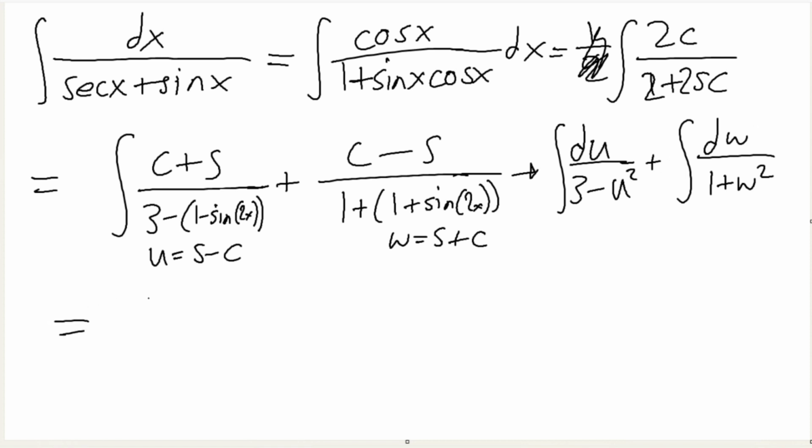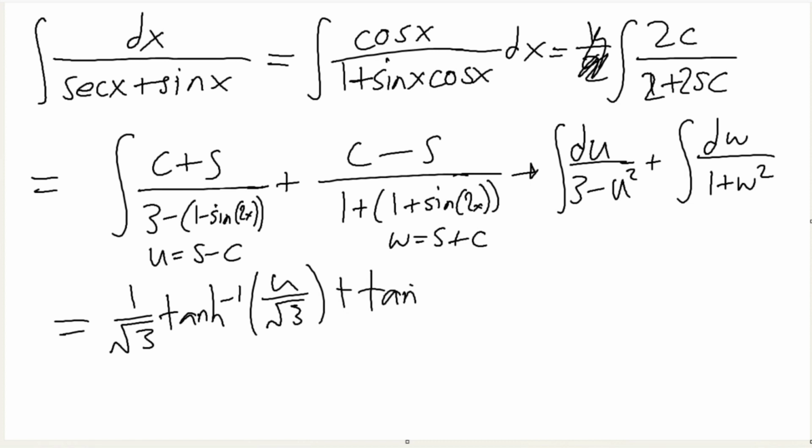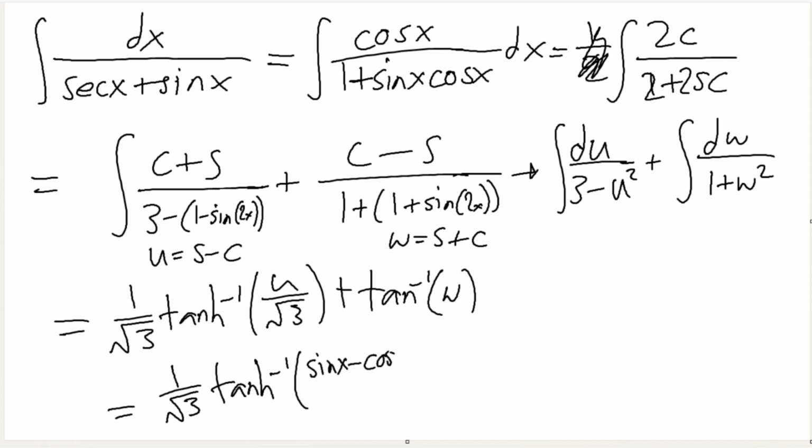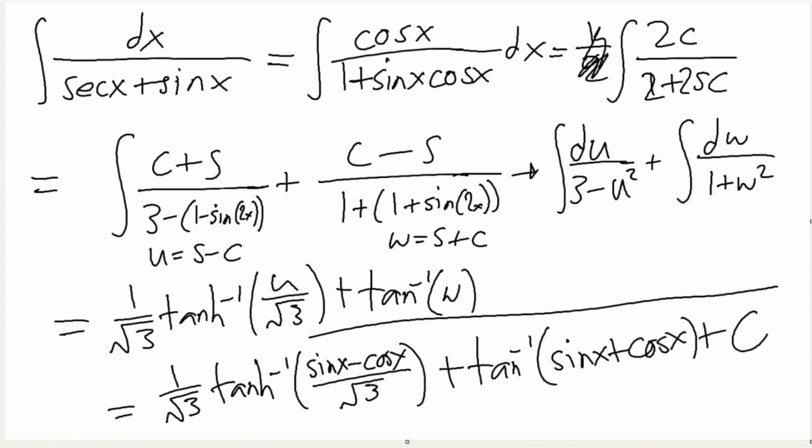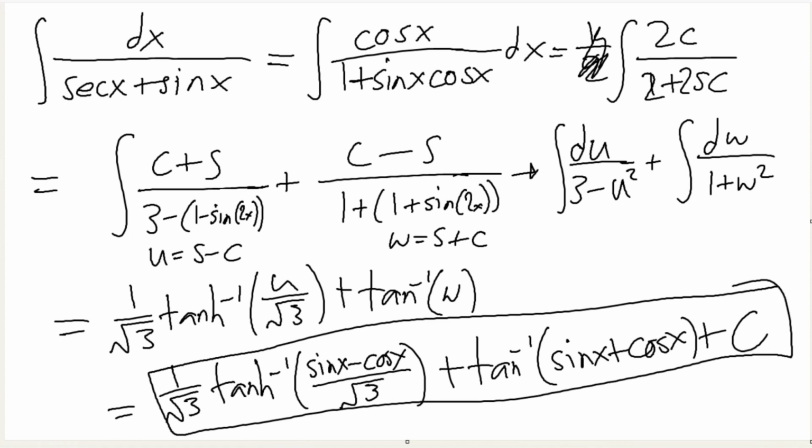Now this is easy. This is just 1 over root 3 inverse tangent of u over root 3 plus inverse tangent of w. And so now our answer is just inverse tangent of (sine of x minus cosine of x) over root 3, plus the inverse tangent of sine of x plus cosine of x, plus c. That was nasty.